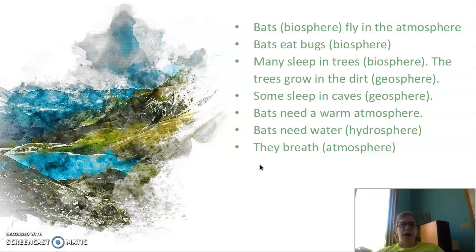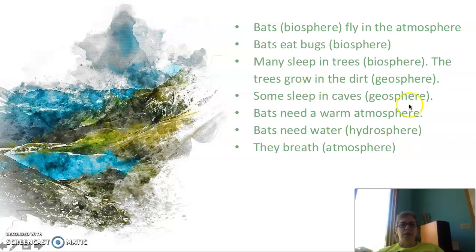So I had bats are in the biosphere and they fly in the atmosphere. Bats eat bugs, which are part of the biosphere. Many bats sleep in trees, which are also part of the biosphere. And the trees grow in the dirt, which is the geosphere. So if the trees couldn't grow, then the bats would not have the trees to sleep in.